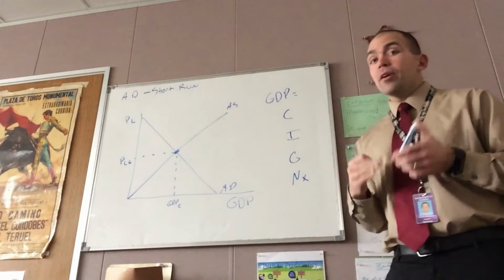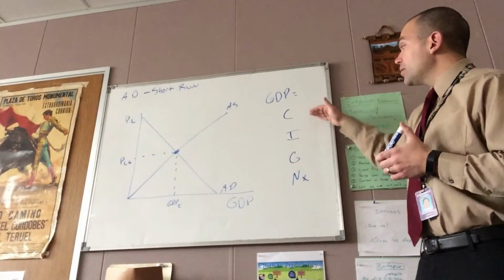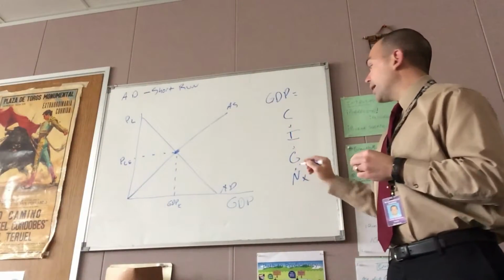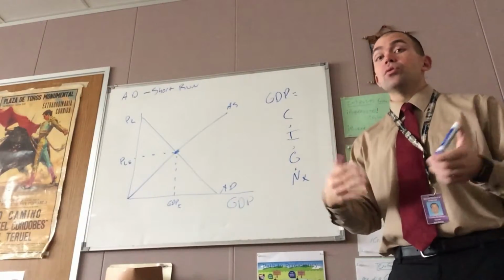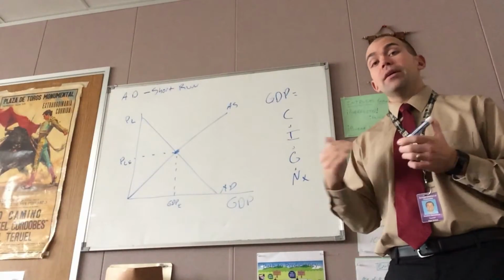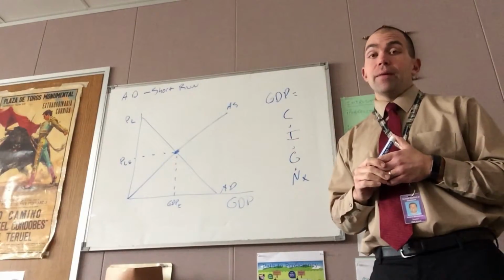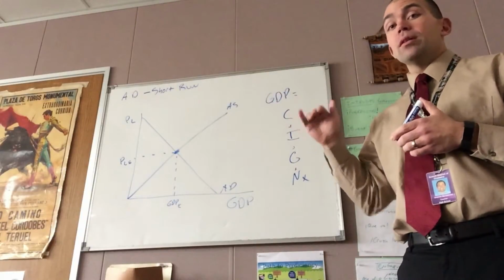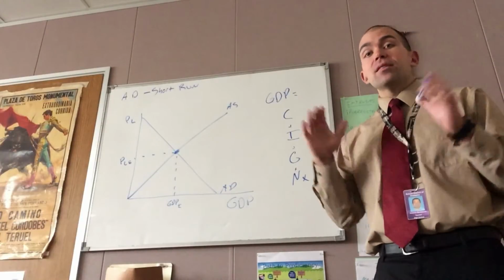So very simple. If any of these four components, C plus I plus G plus NX, increases, so too will your aggregate demand. If any of those four decrease, it will decrease your aggregate demand. And remember the rule: right is more, left is less. Okay, so that's the concept.